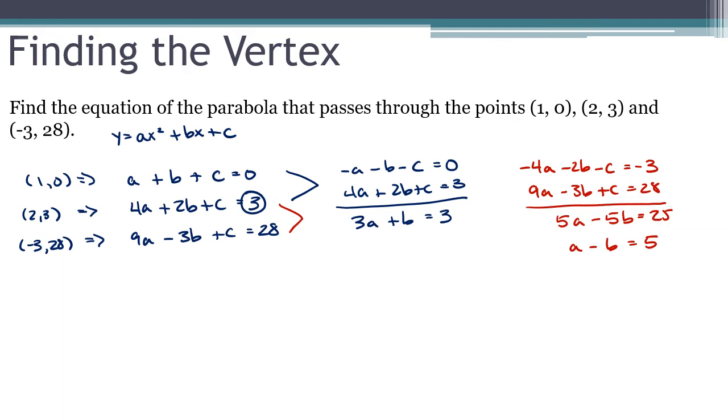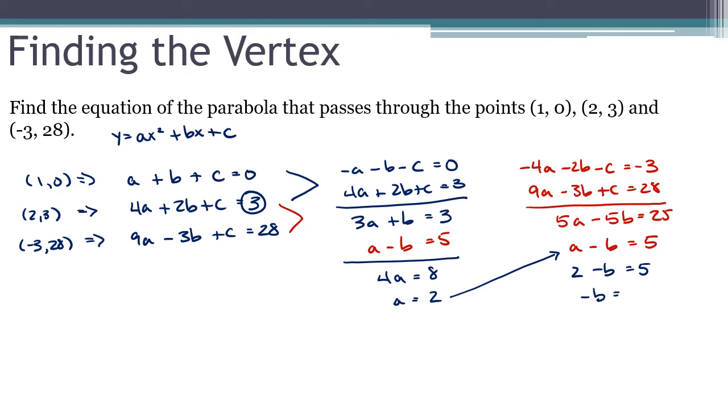So let's write these. I'm going to put a minus b equals 5 under here. Now I can add them together. See, this is nice. The b's are going to cancel. I get 4a equals 8. A is equal to 2. Now I'm going to take this, drop it into here, and I get 2 minus b equals 5.